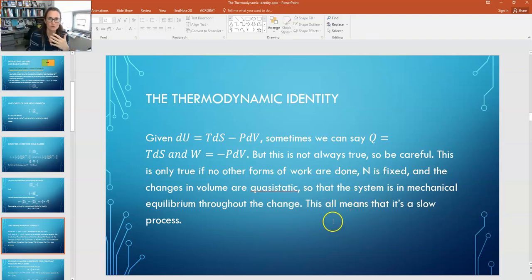Now, anytime you hear the word quasi-static, you should think slow. So this only works for very slow processes that are basically in equilibrium at each step along the way. But you can use it as an approximation for some situations, and in those situations, it's really useful to think of it that way. You just have to have in your mind when that's okay to do and when it's not okay to do.